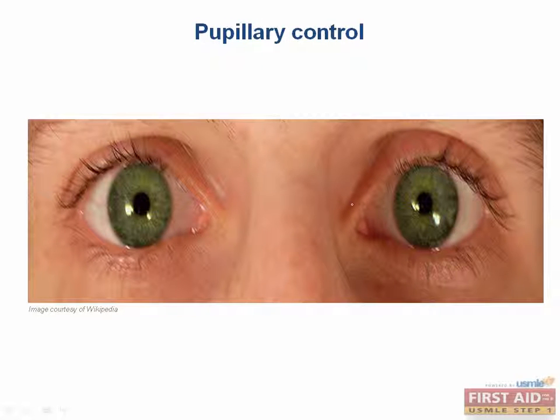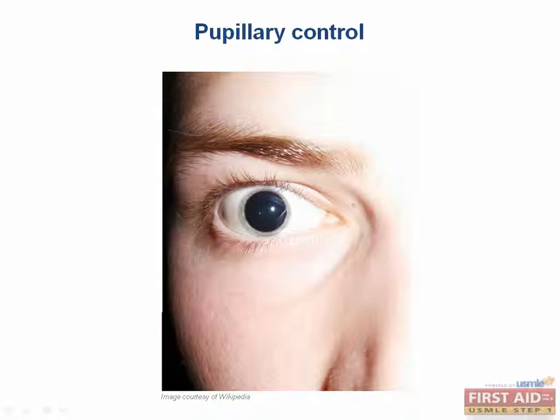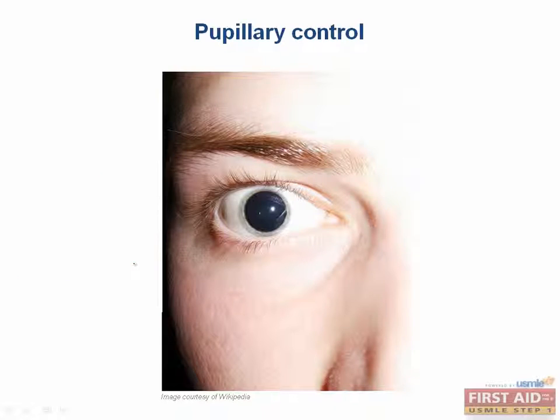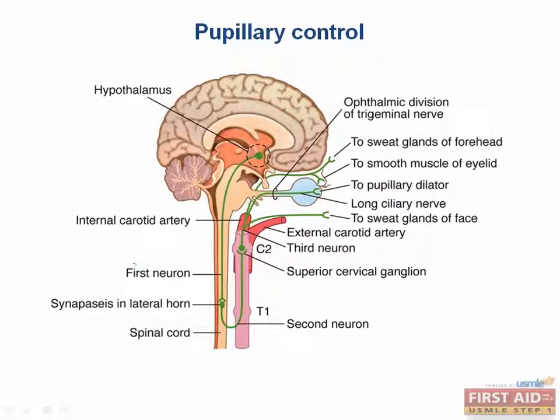Let's talk about pupillary control. There are two terms that are frequently confused. Pupillary constriction, also known as miosis, seen here, and dilation, also known as mydriasis. Now, one way to remember this is that the D in dilation is also in mydriasis. Pupils constrict due to parasympathetic tone provided by cranial nerve 3 through the Edinger-Westphal nucleus. Pupils dilate due to primary neurons in the hypothalamus, which synapse in the lateral horn.